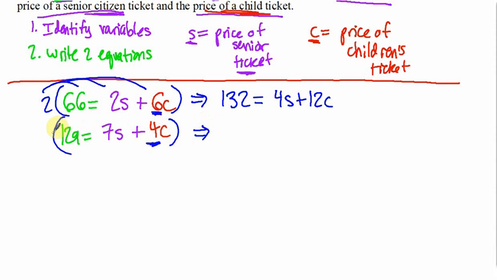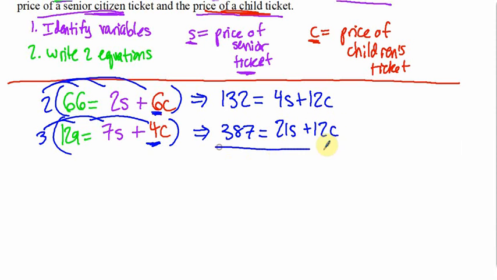Down here, how do I change this into 12? I would multiply by 3. 3 times 129 is, I believe, 387. I think, is that right? Yep, 387. 3 times 7S is 21S, and 3 times 4C is 12C. Now the question is, how do we eliminate the C's? By adding or subtracting. If I added 12 and 12, I would not eliminate them. I'd have 24. So I need to subtract. And whatever I do over here, I have to do everywhere. So 132 minus 387 is going to be negative 255. 4 minus 21 is negative 17. And 12 minus 12, that's just equal to 0. So that goes away.